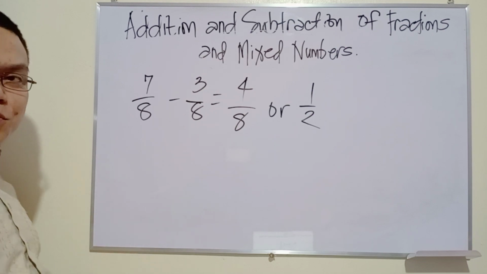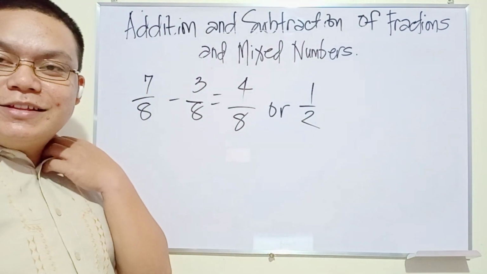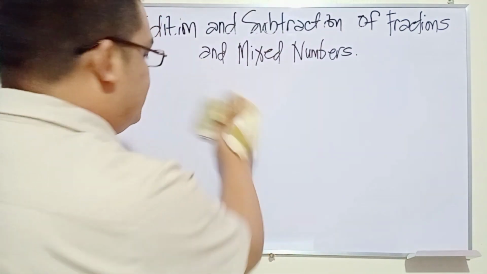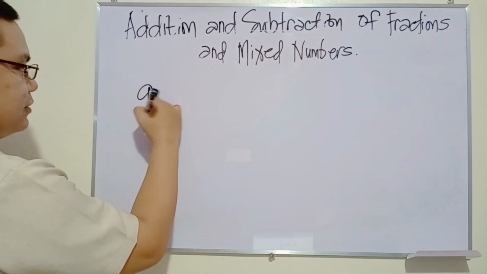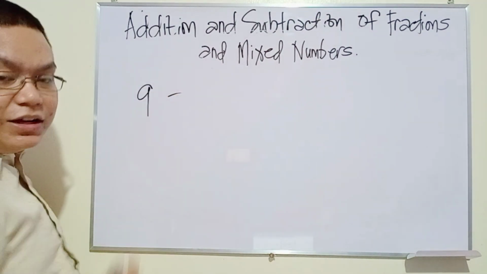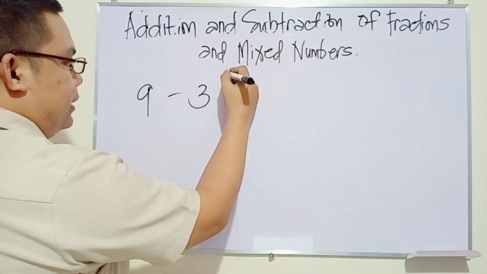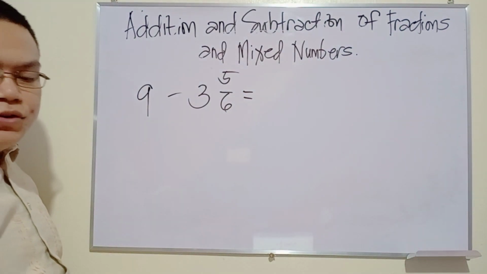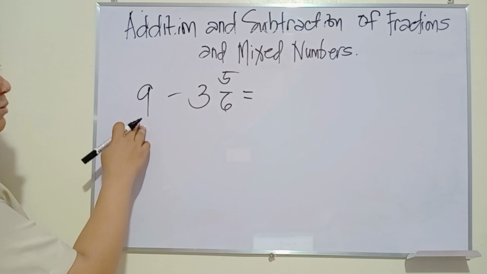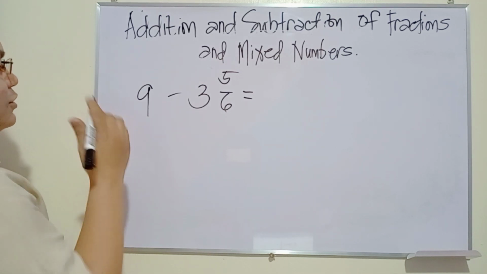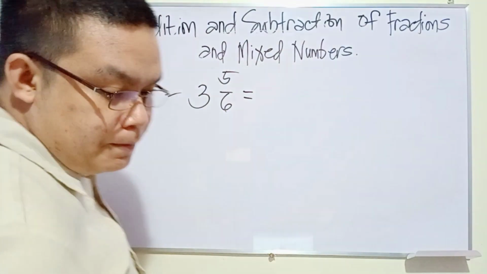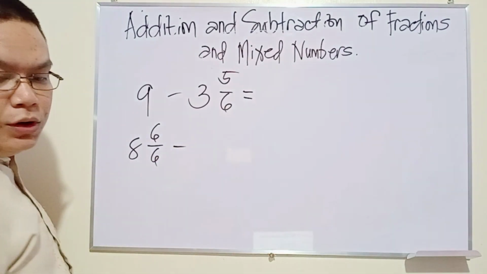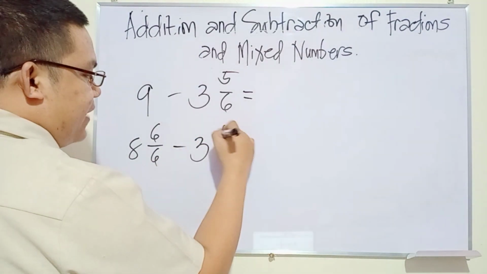Next, paano po kapag whole number at mixed number? So, halimbawa, meron tayong 9 subtracted to 3 and 5 over 6. So first, we are going to rename the whole number, which is 9. So yung 9 ay magiging 8 and 6 over 6, subtracted to 3 and 5 over 6.